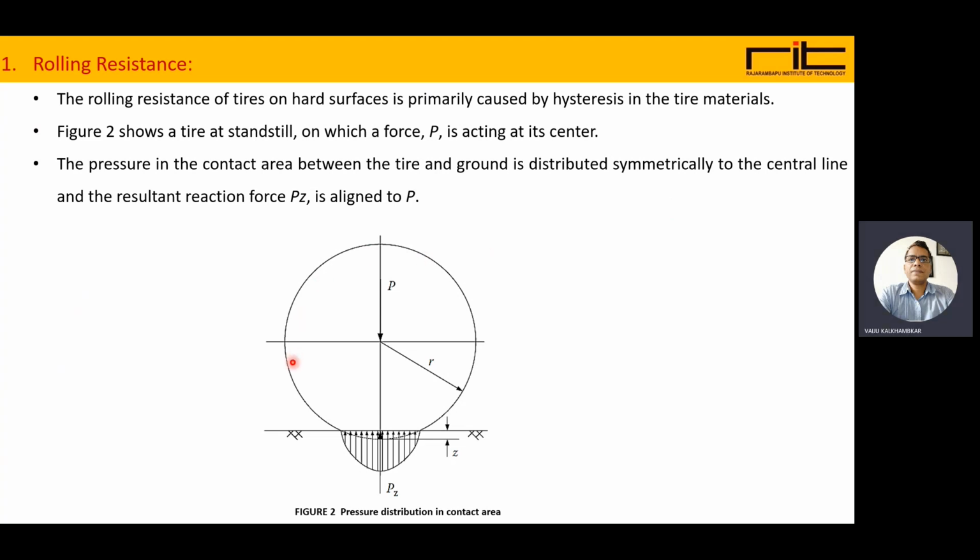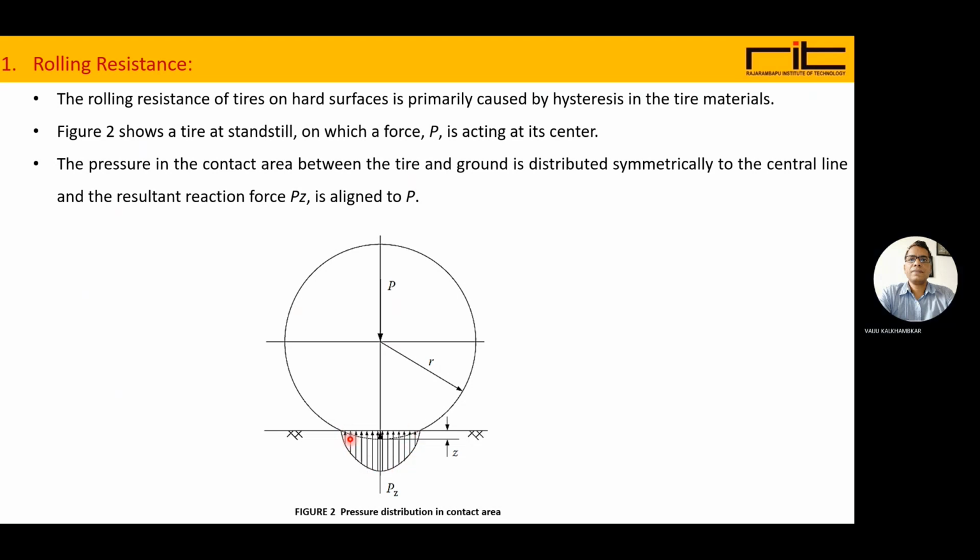We can see this figure which shows a tire in the standstill position. It is not rotating, there is a weight but it is in the standstill position, and a force P is acting at the center. The pressure in the contact area between the tire and the ground is distributed symmetrically about the central line. So you can see whatever force P is acting here is distributed over the surface equally.